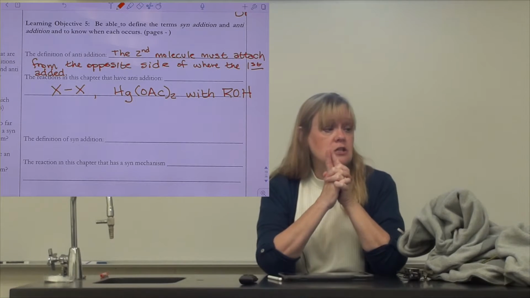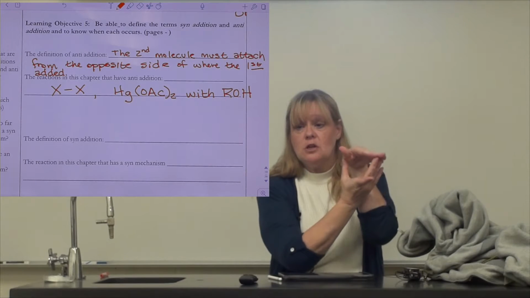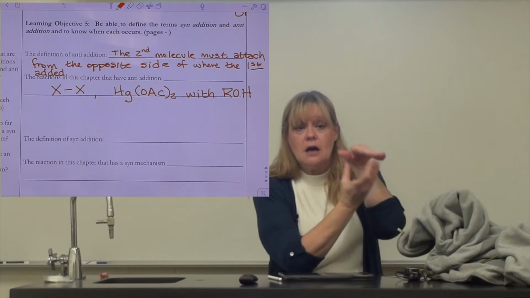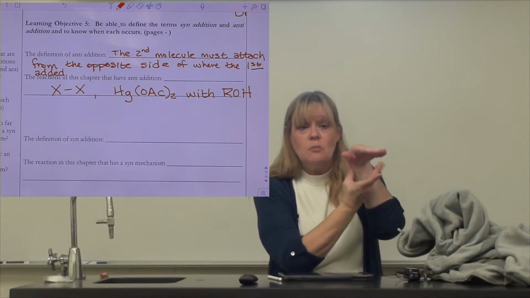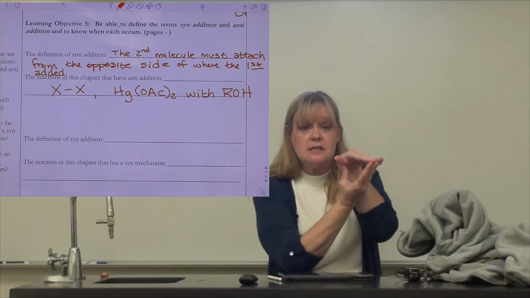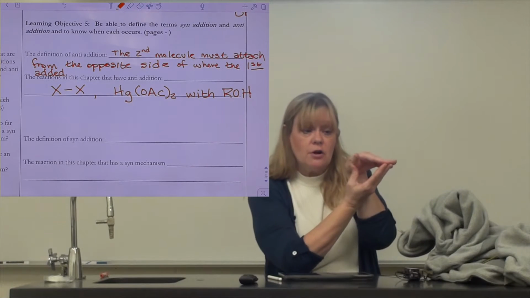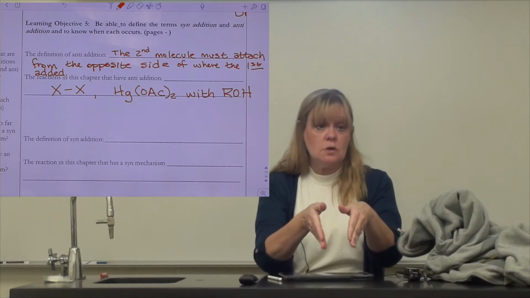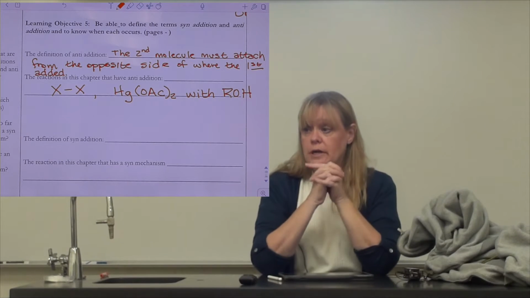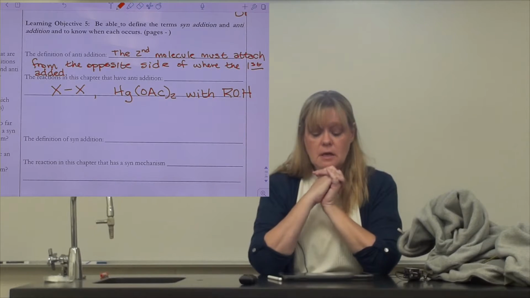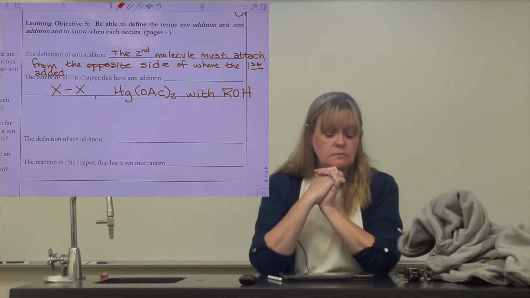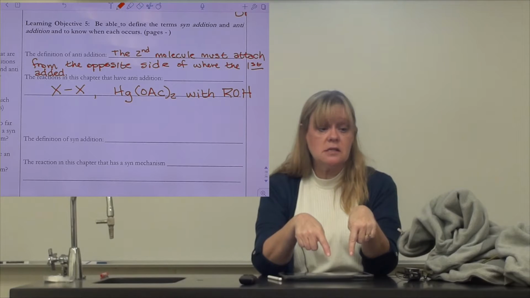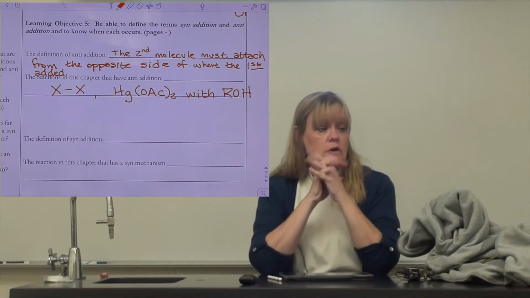So an anti-addition is where the first molecule, the electrophile, adds on one side or the other, but then it blocks that side so that in the second part of the reaction you have to add from the opposite side. So that's what we're doing here with the little strained ring. That's a type of anti-addition. So that would be X stands for halogen. So anything with halogens or mercuric acetate.